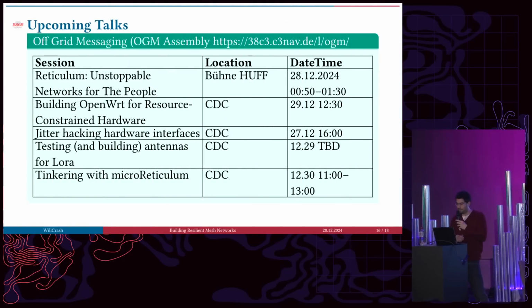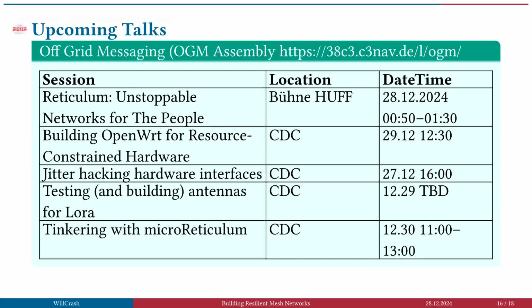Here are the upcoming talks, such as Reticulum, Unstoppable Network for the People, today, or rather, tomorrow, just after midnight. So stay up late, then building your OpenWRT router, so your router can also do Meshtastic, then hacking hardware interfaces, testing your antenna, and the last one, tinkering with micro-reticulum.